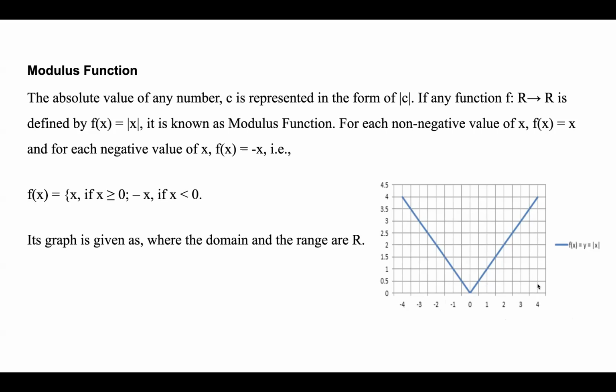X is less than 0. What is the value of minus 4? It is 4. We have to take the absolute value here. For mod of minus 4, we have value 4. Mod of minus 3, we have value 3. Mod of minus 2, we have value 2. For mod of minus 1, we have value 1. And for mod 0, its absolute value is 0.